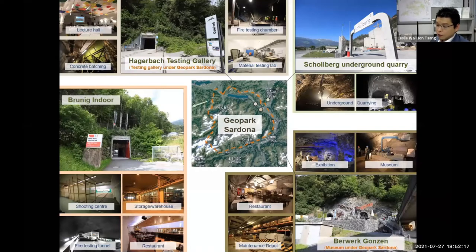Further down to the southwest, it is the Brunnen indoor. This is basically a shooting center where people train their shooting skills. And also they have a fire testing tunnel. In this fire testing tunnel, they start fire and more importantly, generate smoke to create some real scale, one-to-one scale smoke testing facilities. Of course, there are other storage warehouse and restaurant inside the cavern.